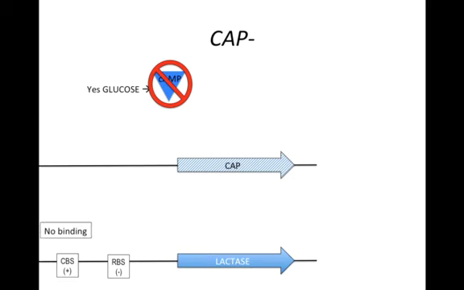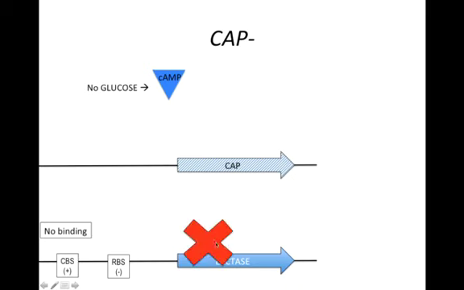So if we have no CAP, then that means we can't have binding, and it doesn't matter whether we do or do not have glucose, right? If we do have glucose, we don't have cyclic AMP, but it doesn't matter because we don't have any CAP protein, so we'll have no binding, so lactase will be off. If we do not have glucose, now we do have cyclic AMP, but still we don't have CAP protein, so we have no binding at the CBS, and so again lactase will be off.